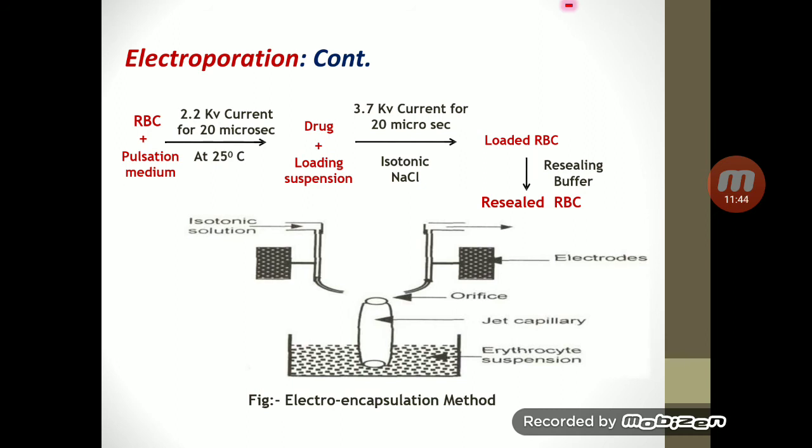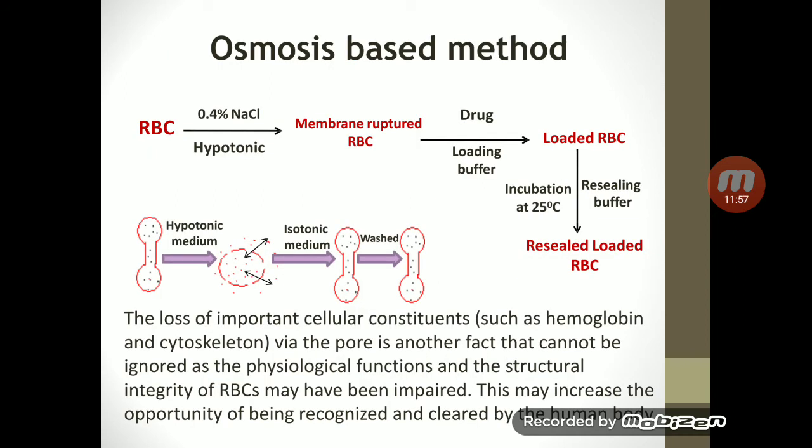So using electric current we can cause openings in the RBC membrane, and using isotonic solution we can reseal it. So this is electroporation. Then the osmosis based method, as we have discussed, works due to hypotonic solution: outside solvent can get inside, and in hypotonic solution, the inside solvent of RBCs will come outside.